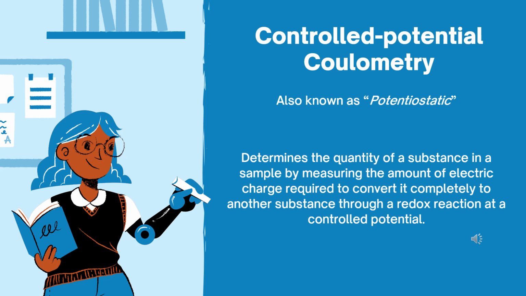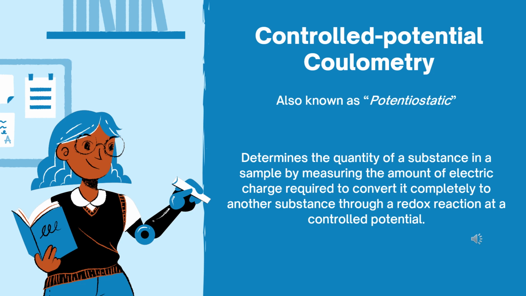So we already know that coulometry is an electrical method that is based on measuring quantity to convert analyte to an oxidation state. And now we will be discussing the types of coulometry. So first one here is controlled potential coulometry, also known as potentiostatic coulometry.